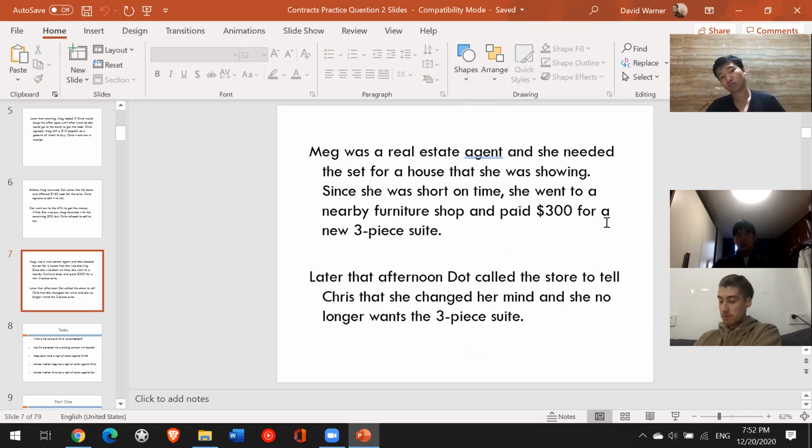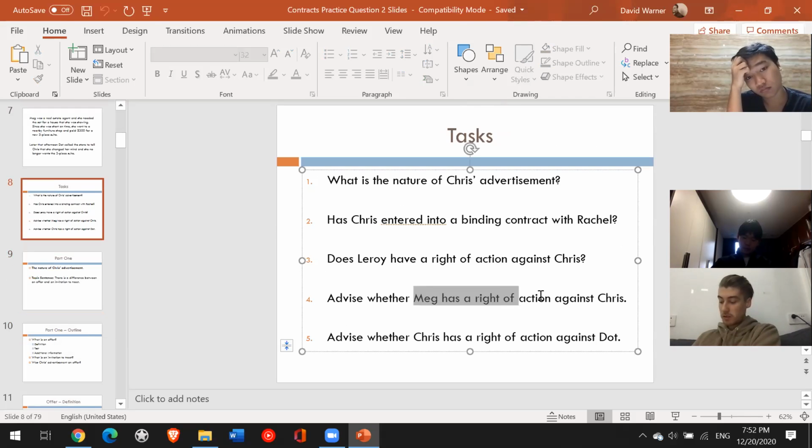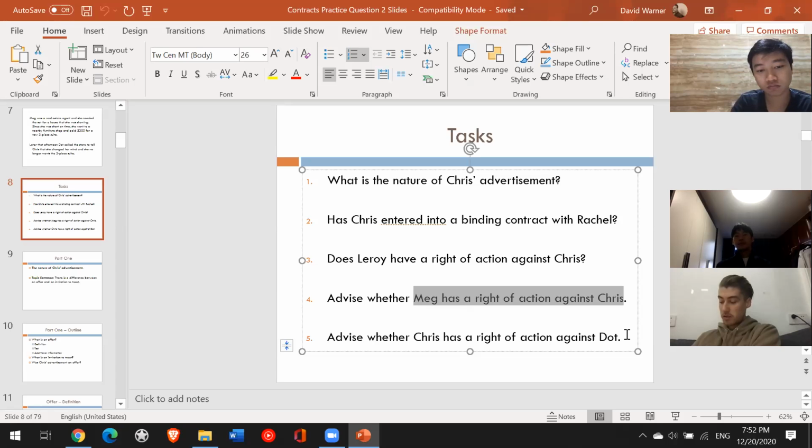So Meg was a real estate agent, and she needed that for a house she was showing. She was short on time, so she went to a nearby furniture shop and paid $300. So she might sue him, right? Does Meg have a right of action against Chris? Can Meg sue Chris?